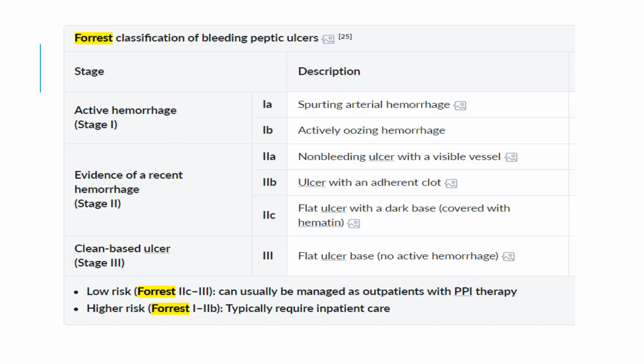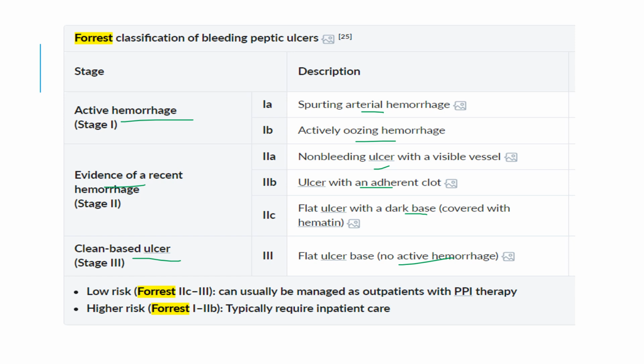Now this is the Forest classification of bleeding peptic ulcer. In stage 1, there is active hemorrhage, so there is spurting arterial hemorrhage or active oozing hemorrhage. Stage 2 is evidence of recent hemorrhage, like a non-bleeding ulcer with a visible vessel. So there has been a recent bleeding, or ulcer with an adherent clot, or a flat ulcer with a dark base. Now, stage 3 means clean based ulcer, that is no active hemorrhage.